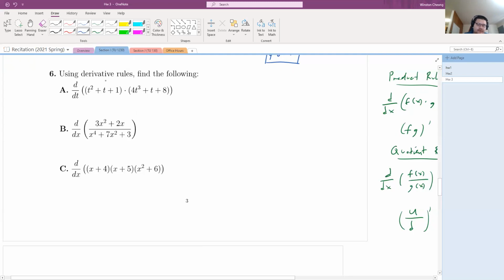So maybe I'll say this first function, this first guy, this is f, and this second guy is your g, right? So you remember f prime times g plus f times g prime, if you're getting used to it. So f prime is going to be 2t plus 1 times, and then g, you just copy it down explicitly or directly. And then remember plus, and then f times g prime. F we just copy down t squared plus t plus 1 times, and then g prime.